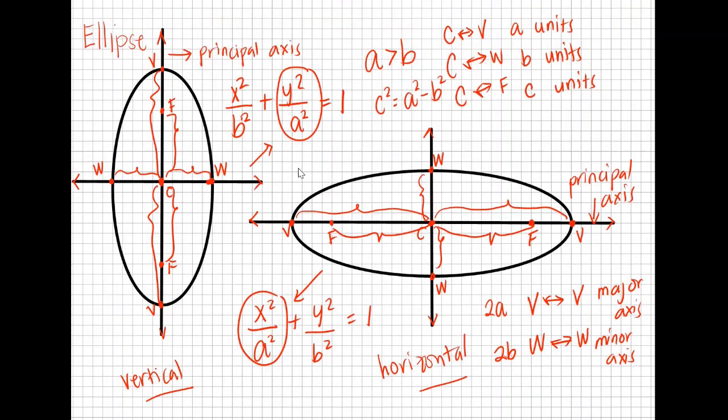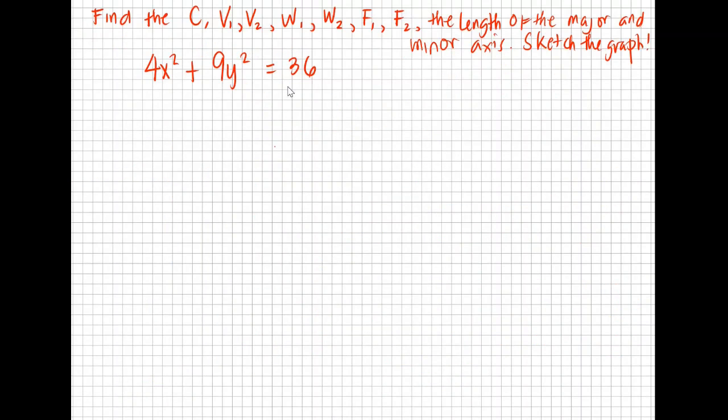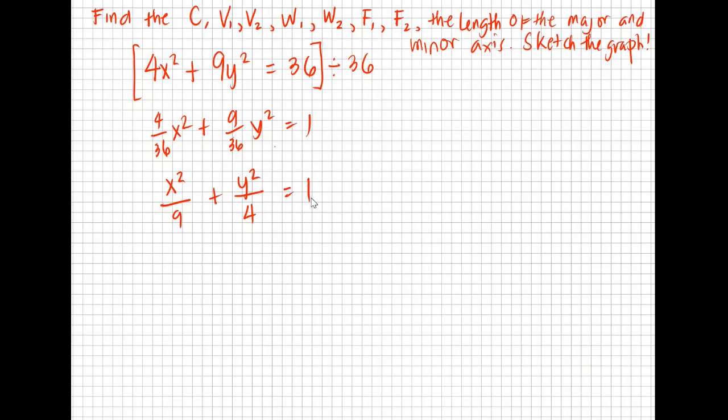So again, the formula for a vertical or horizontal ellipse is always equal to 1. Okay, so we have 4x squared plus 9y squared equal to 36. To convert this to the standard form of the equation, we have to divide by 36 to make it equal to 1. So you divide both sides of the equation by 36. So we have 4 over 36 x squared plus 9 over 36 y squared equal to 1. If we simplify, this is just x squared over 9 plus y squared over 4 equal to 1.